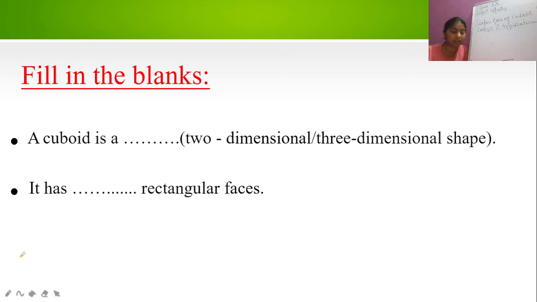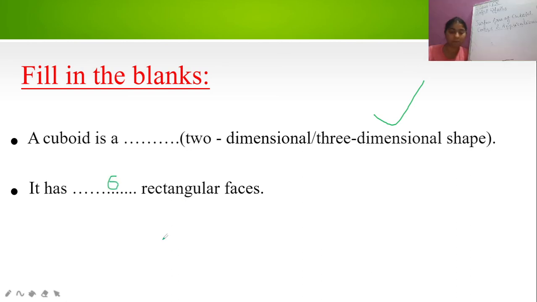Yes students, very good. As we already discussed, a cuboid is a three-dimensional shape, and it has 6 rectangular faces, right? How? 1, 2, 3, 4, 5 and 6. So these are the 6 faces, and we can write it down here. So these are the answers. Please match your answer. Did you get the same answers or not?